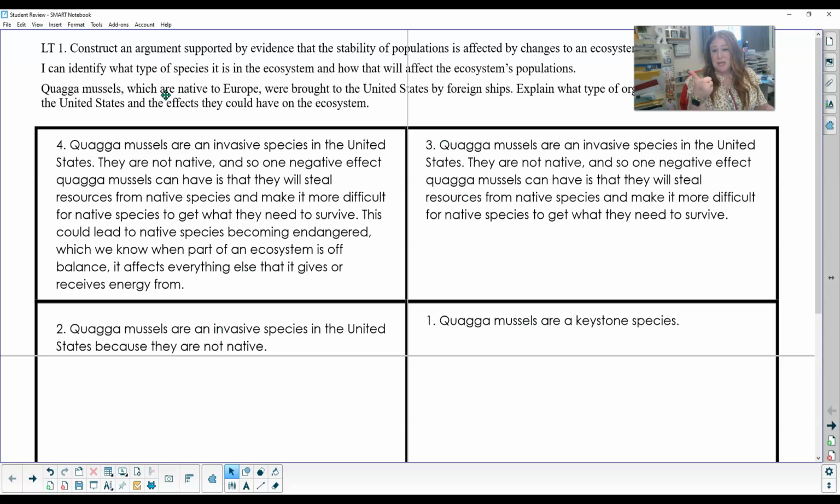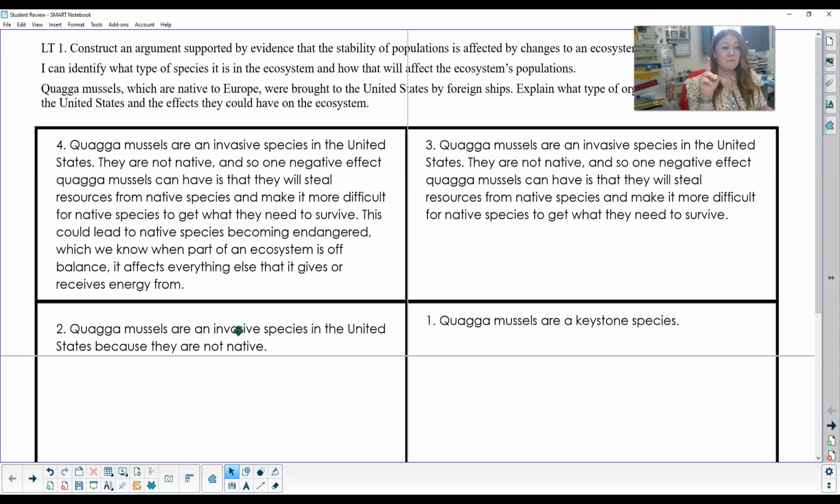So let's start with the first part. If you just answer the question, what are they in the United States? Well, they're invasive because they're not native, right? They were brought in and are not native to here. So right, opposite of native, invasive. So if all you said was they are invasive, that's a 2.